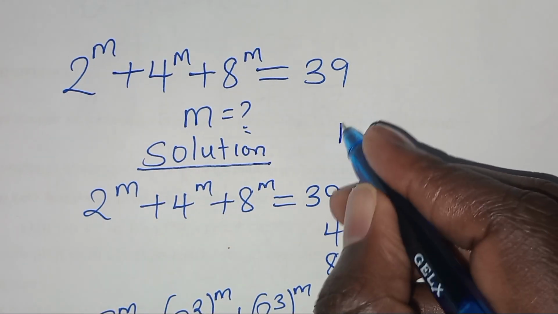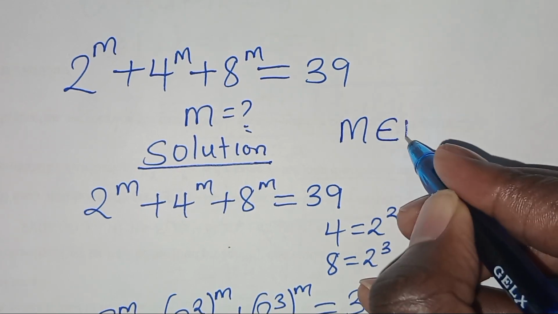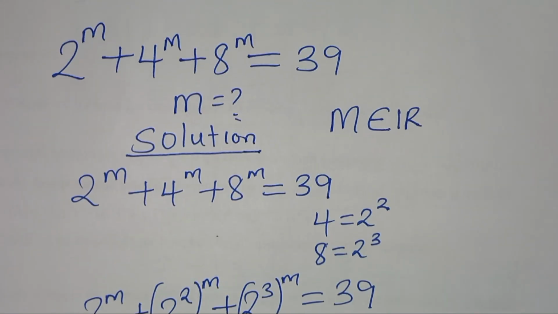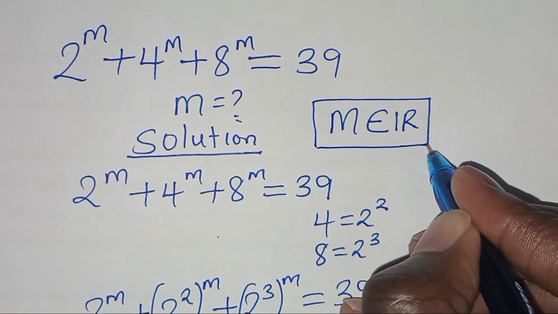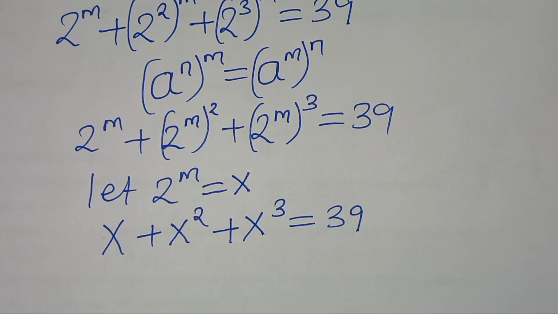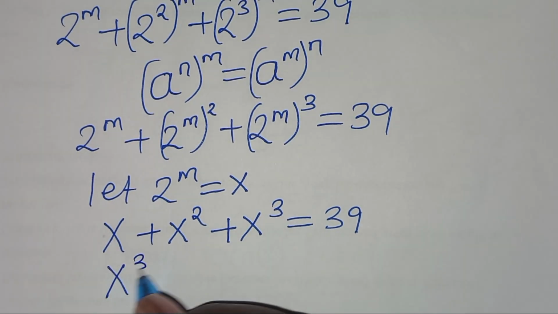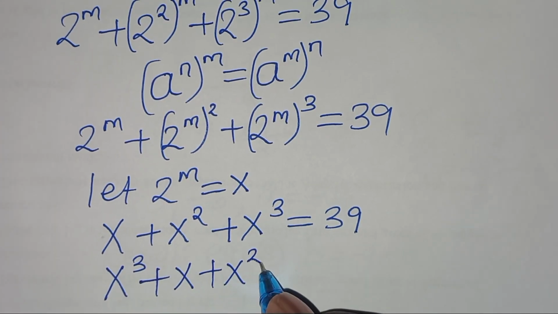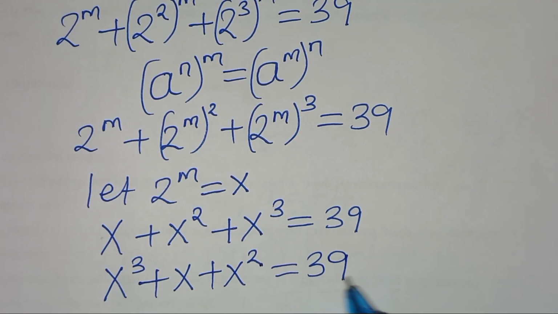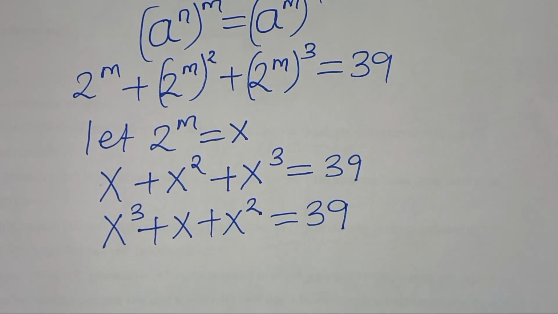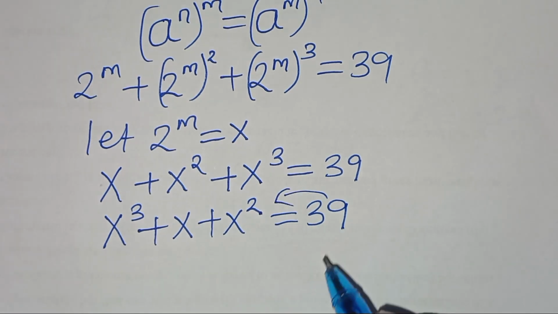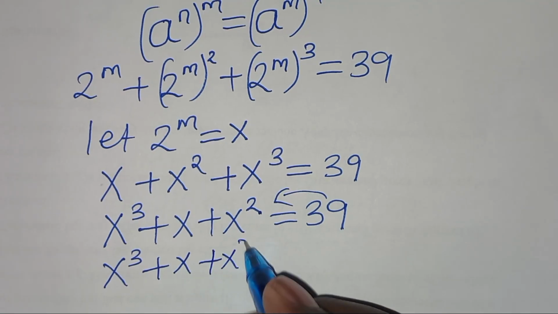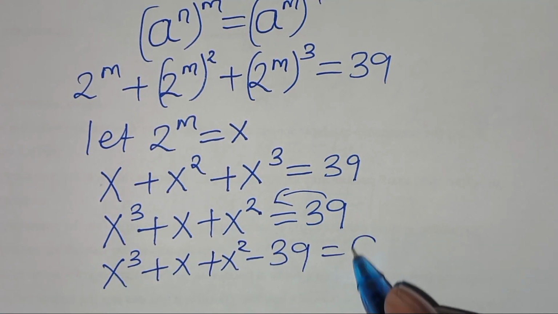And we should note here, m is actually a member of real numbers. So from here, we have x to the power 3 plus x squared. This is equal to 39. From here, let's take 39 on the left-hand side, so that here we have x to the power 3 plus x to the power 2, subtract 39, this is equal to 0.